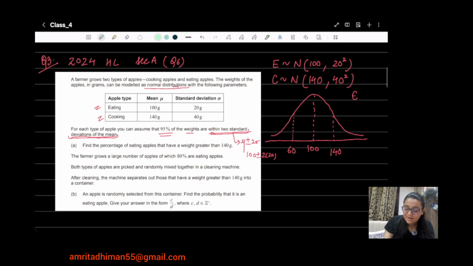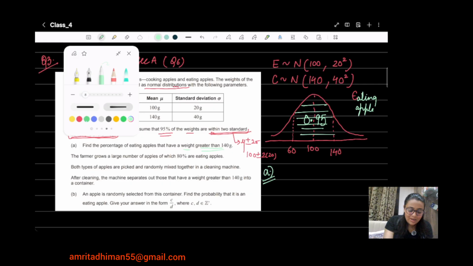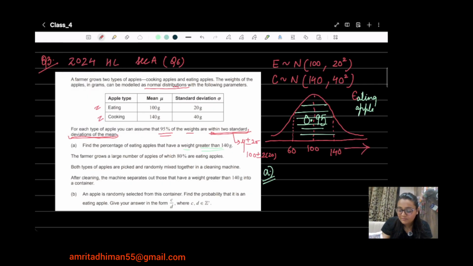Right, so they are saying that between this 95%, that means here its probability 0.95. Okay, now in the A part, they are trying to say that find the percentage of eating apple. Okay, they are talking about the eating apple, and I have drawn the diagram for the eating apple. So eating apple that have weight greater than 140, that means in this case we need to calculate this value greater than 140. That means the eating apple weighs greater than 140.